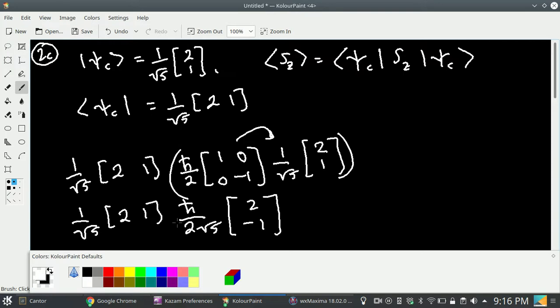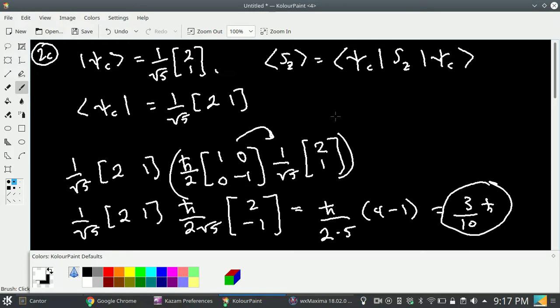Okay, so now I'm going to do this multiplication. Now this is a row vector times a column vector. That's just a dot product. So I'm going to move these constants out of the way. So that's h bar over 2. Now root 5 times root 5 is just 5. So 2 times 5. And now I'm going to do this dot product. So 2 times 2 is 4. You found the same thing. 1 times negative 1 is negative 1. So this is 4 minus 1. And so now I got 3/10 h bar. That is what I get for the expectation value of SZ.